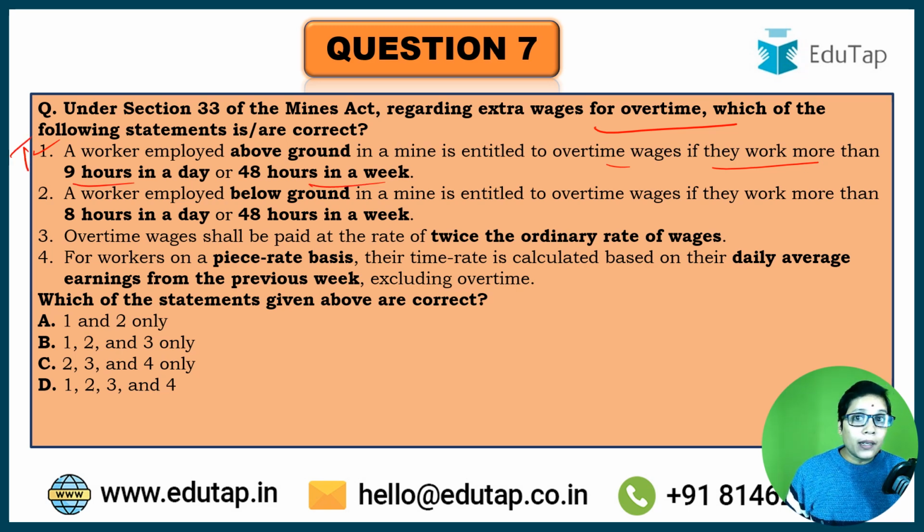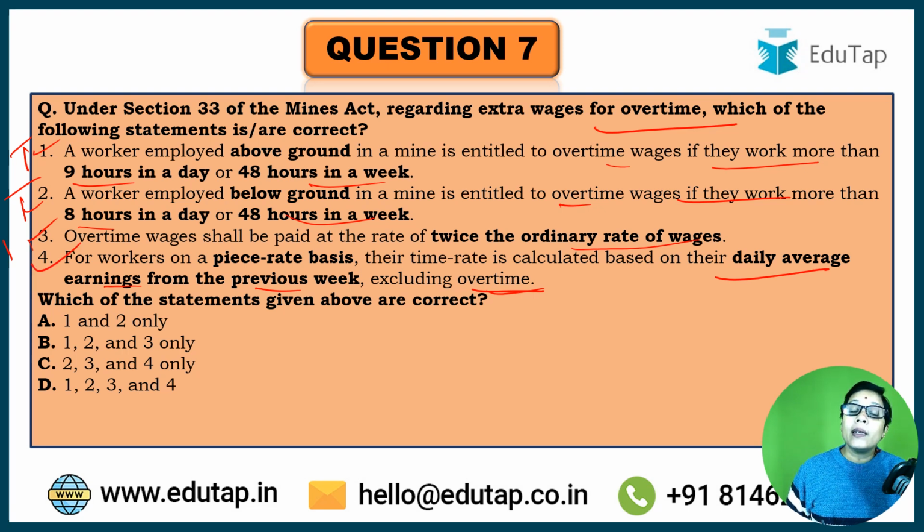Yes, this is true, हमने देखा है 9 hours above, below ground 8 hours, right? A worker employed below ground in a mine is entitled to overtime wages if they work more than 8 hours in a day and 48 hours in a week. Yes, this is also true. Overtime wages shall be paid at the rate of twice the ordinary rate of wages. Yes, this is also true. For workers on a piece rate basis, their time rate is calculated based on their daily average earnings from the previous week, excluding the overtime. Yes, this is also true.